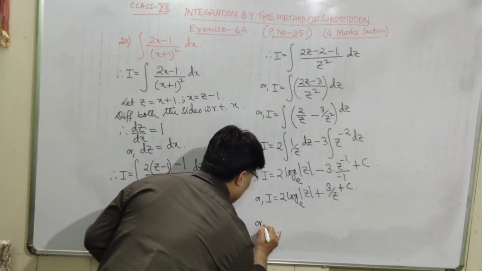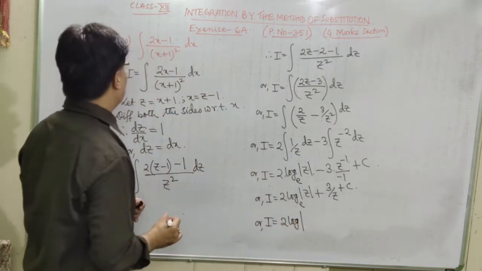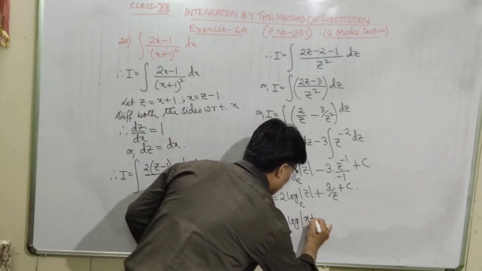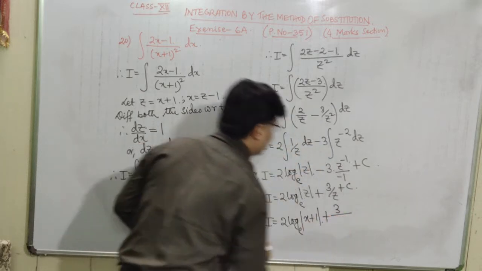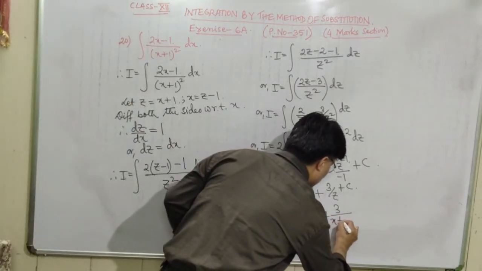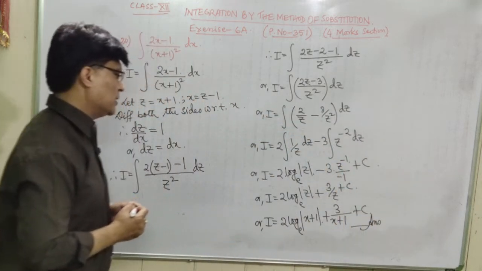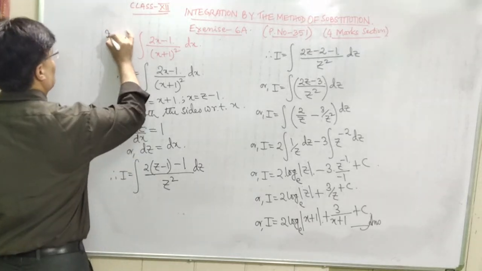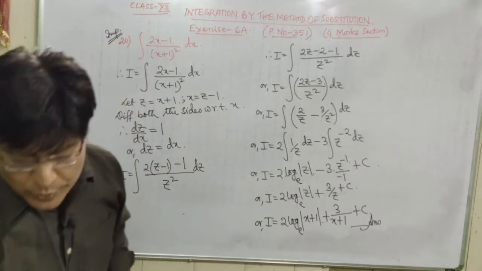So you can put the value of z now. Or I is equal to 2 log mod, what is the value for z? Actually the value for z is x plus 1, right? So it is x plus 1 to the base e, plus 3 divided by, what is the value for z again? It is x plus 1. Then you can write plus c. So this is the final answer. This question is very, very important, so you can mark it, you can copy it. Now we'll do the next question.